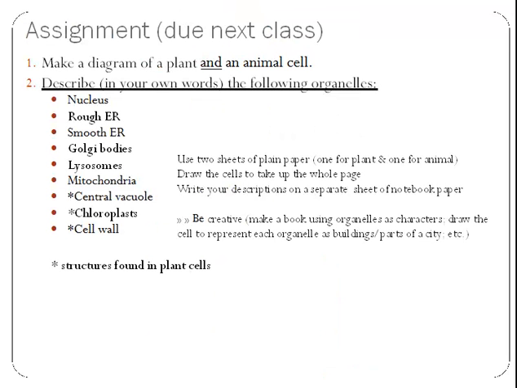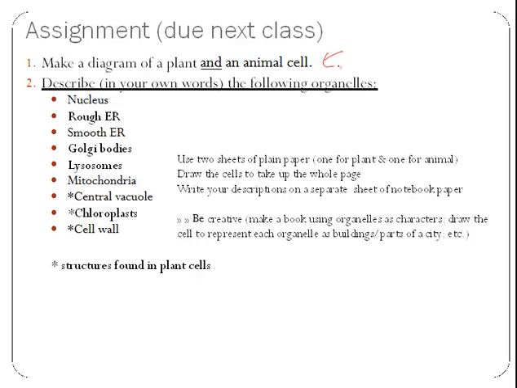To help you with recognizing plant and animal cells, and also just to become familiar with the organelles, your assignment, again, due next time you come to class, is to make a diagram of a plant and an animal cell. So describe in your own words, so don't just copy out of the book, all of these organelles. I starred the ones that are only in plants, so describe all of these just on a sheet of notebook paper or type it up if you're worried about me being able to read your handwriting. Describe them, and then separately draw a plant and an animal cell.